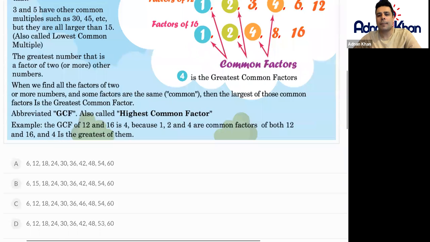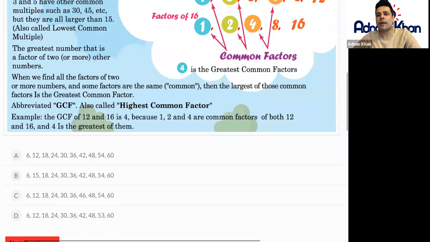So for example, the highest common factor or the greatest common factor of 12 and 16 is going to be 4. We have 1 that can divide into 12 and 16. We also have the number 2 that can divide into 12 and 16. We also have 3 that can divide into 12 but not into 16. And then we have 4 that can divide into 12 and 16.